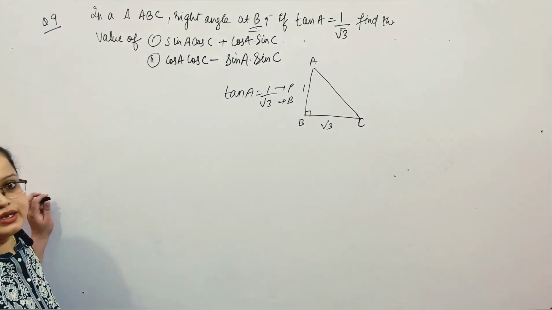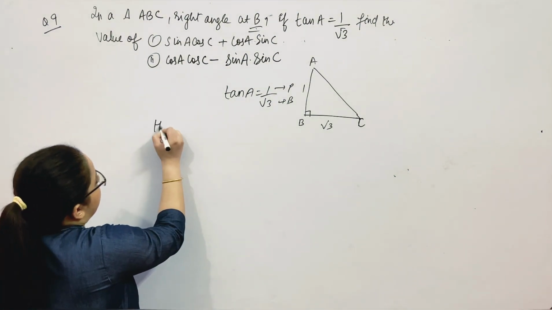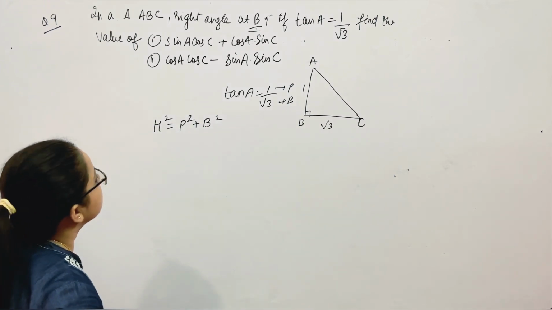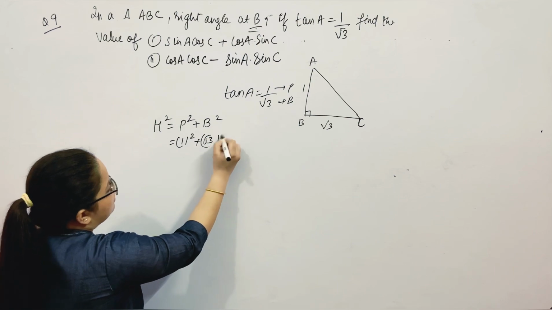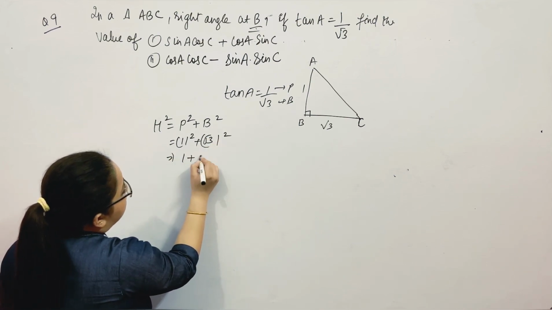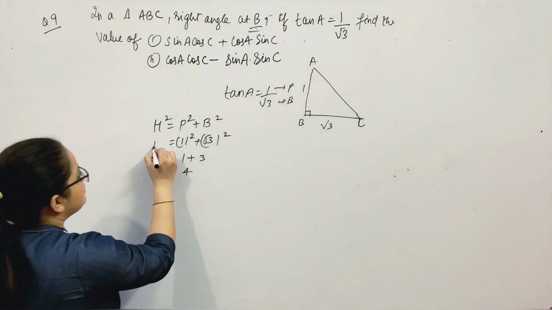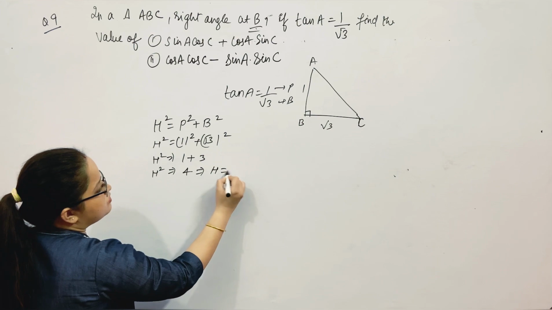So two sides are given. First we will find the third side by using Pythagoras theorem. So h square is equal to p square plus b square. So perpendicular is 1 square, base is root 3 whole square. That means 1 plus 3. It becomes 4. So hypotenuse square is equal to 4. That means hypotenuse will be 2.